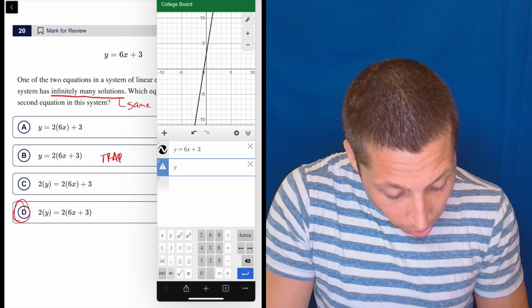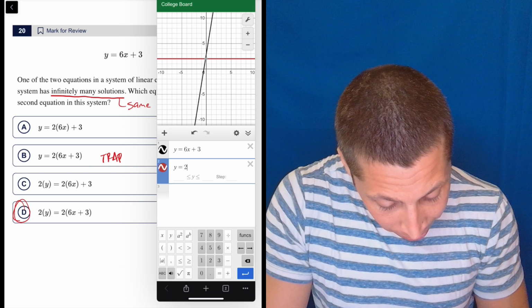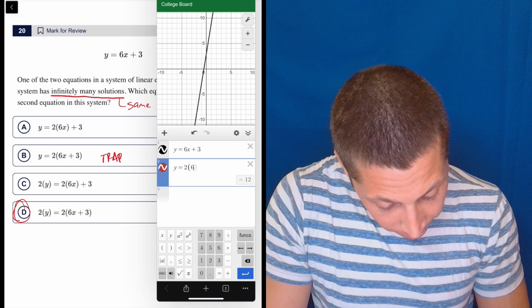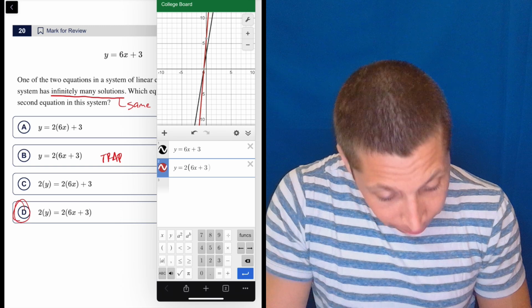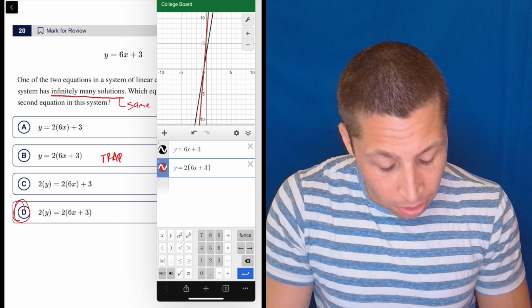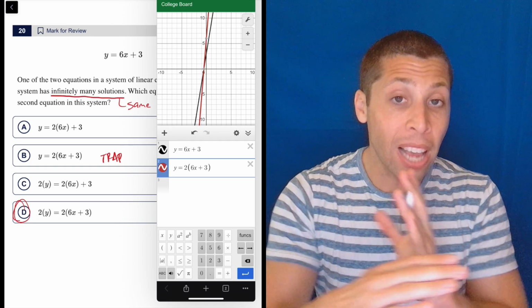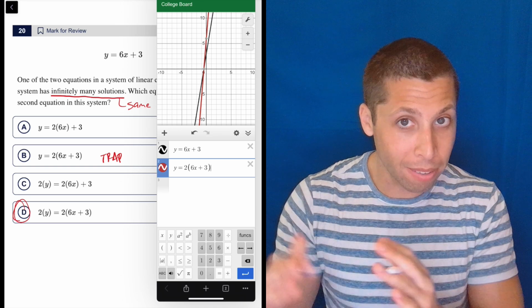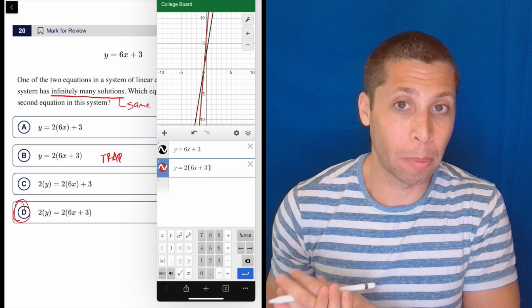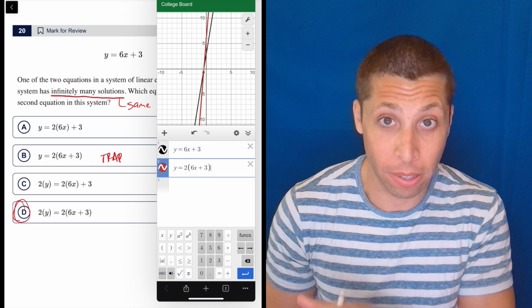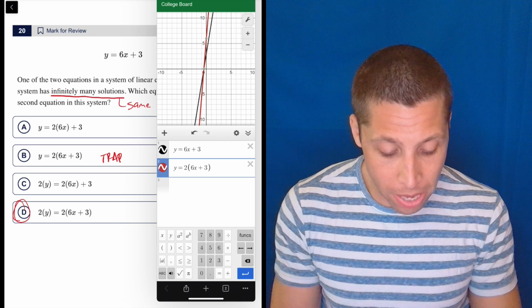Let's put that in. Y equals, and then you don't have to do any math, just type it as you see it, 6x plus 3. It's clearly a different line, right? Look at the red and the black. They intersect at one point, but they do not overlap. And that's what it means for them to be the same line. They literally intersect at every point. They overlap completely. So that choice B, that's wrong.